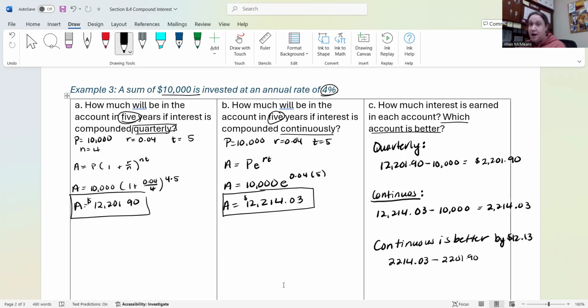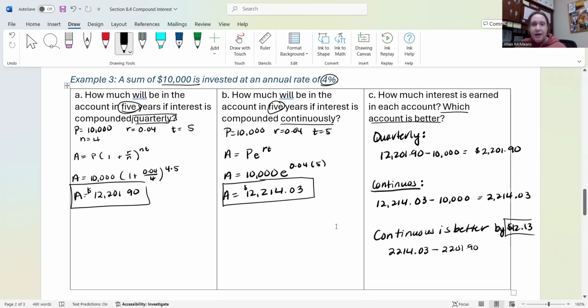Now, it's not going to be like this massive savings. Again, we're going to have 12 extra dollars by doing the continuously compounded versus the quarterly. But at the end of the day, the higher the compounding period, the better off you're going to be interest wise in an investment, as long as all other terms are the same.